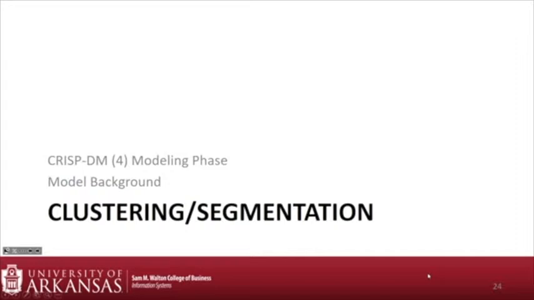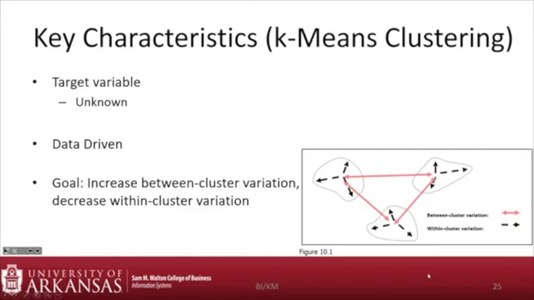So into the modeling, what is clustering? Our K-means clustering is the algorithm we're going to use. Our target variable is unknown. We don't necessarily have a target variable. So what type of data mining category is this? It's unsupervised, so we don't have to go down further. It's just an unsupervised method. It's data-driven, so it's all based on the data we have.